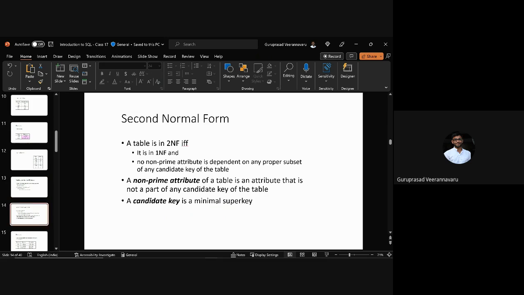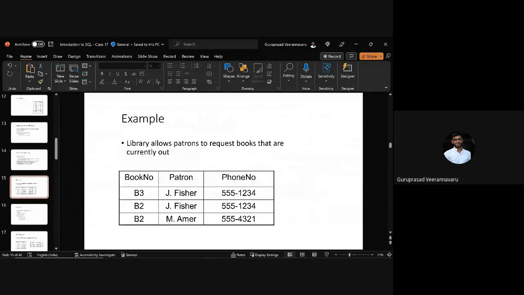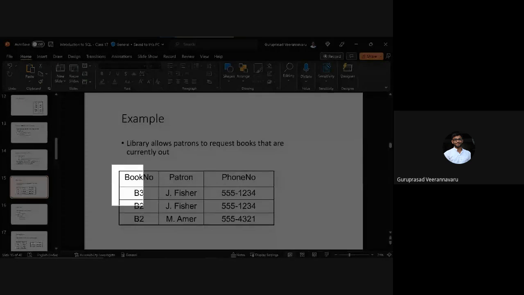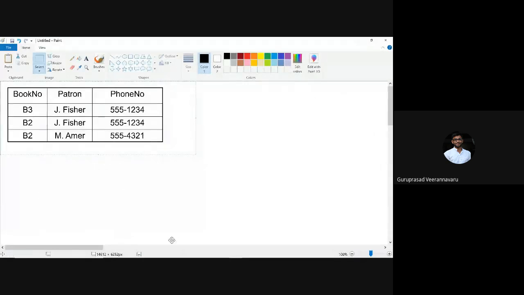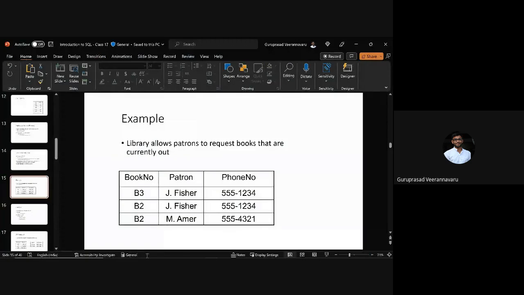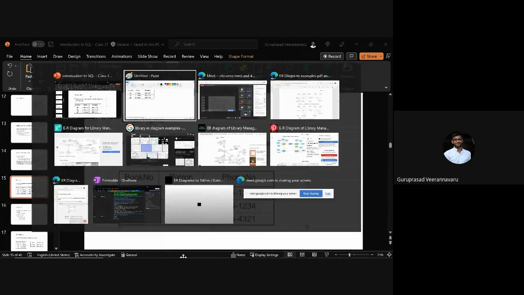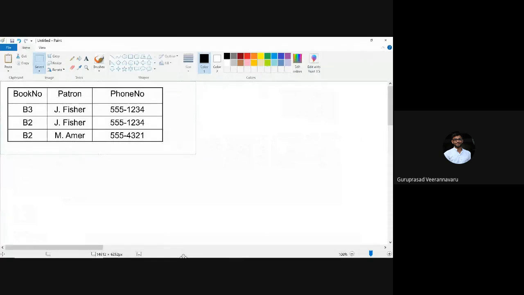So when do we say a table is in second normal form? That I'll show you. Let's take this example. This is a table saying not which book is written by whom, but who has requested a book. So you can see book number, and patron is the person who has requested the book.